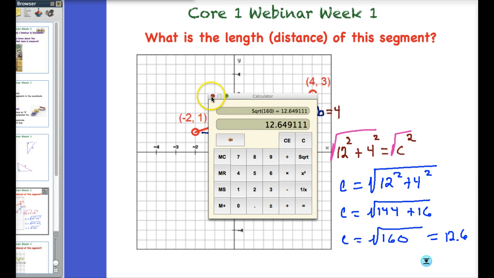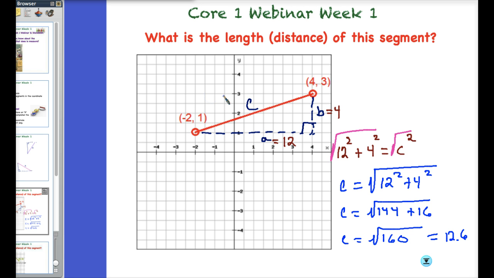So, some of you guys guessed 12 and some of you guys guessed 13. You had a really good educated guess, but it wasn't precise. So the only way to really calculate this is to use Pythagorean theorem. And we were talking about the distance formula in the beginning. This is really the start of the distance formula.